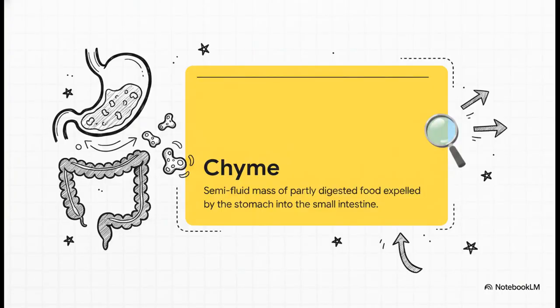First up is chyme. You can kind of think of this as the star of the whole show. It's that soupy, acidic mix of partially digested food that leaves the stomach and enters the small intestine. Pretty much everything we're about to talk about, absorption, making waste, getting rid of it, it all happens to chyme. Basically, our entire GI tract is designed to process this stuff.